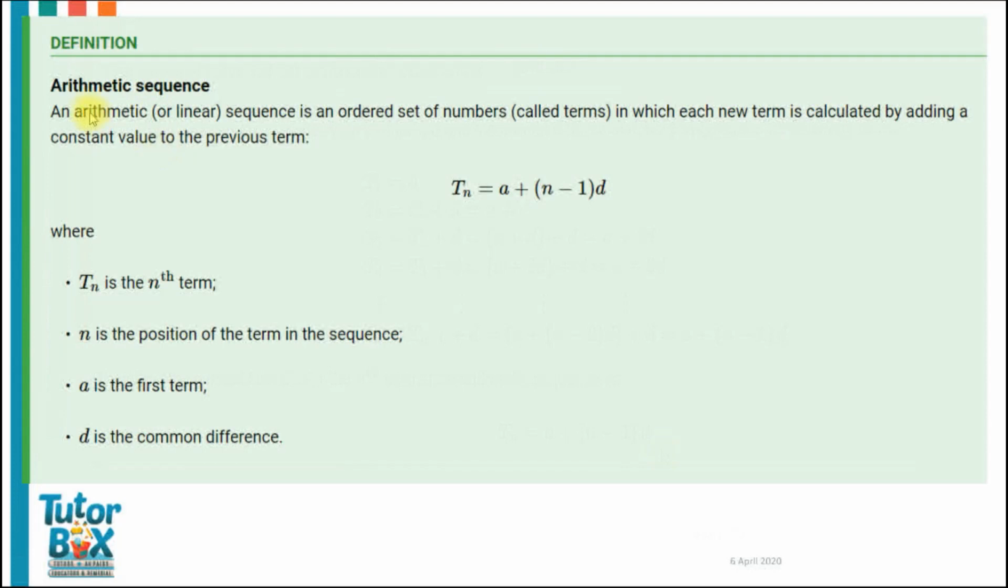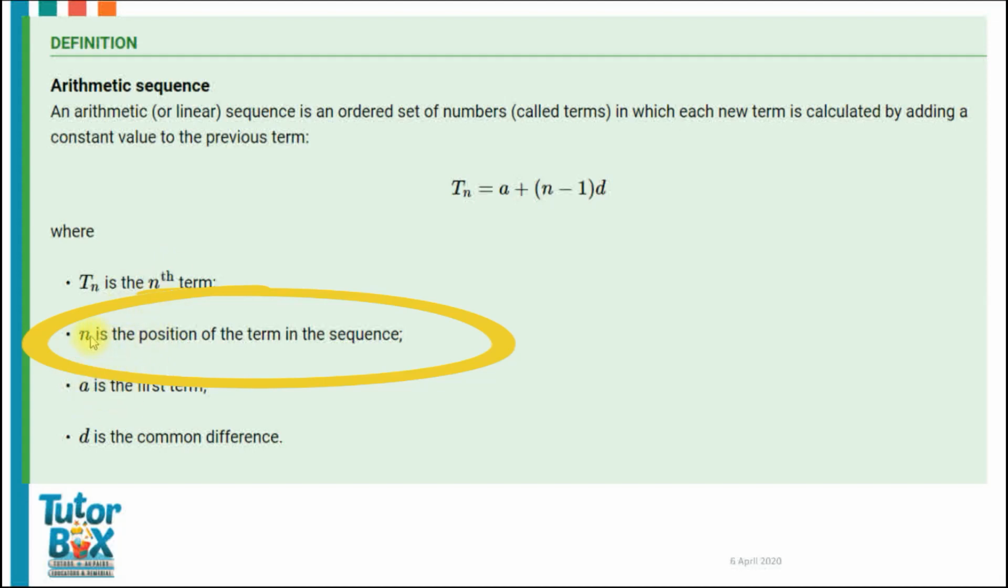An arithmetic sequence is an ordered set of numbers in which each new term is calculated by adding a constant value to the previous term, right? Constant value or common difference, right? So tn will be equal to a plus n minus 1 times d, where tn is the nth term. We just say that. And now, guys, please understand this part.